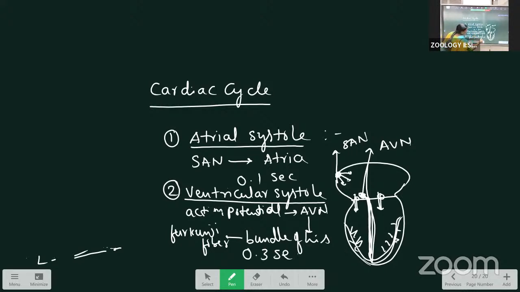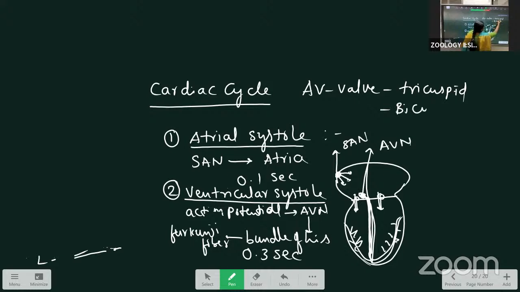In the ventricular systole time, the pressure in the ventricles is increased. At that time, the AV valves, the tricuspid and bicuspid valves, come into play. What are the AV valves? Yesterday only we discussed. They are the tricuspid valve and the bicuspid valve. Two valves are present, located here between the atria and ventricles.